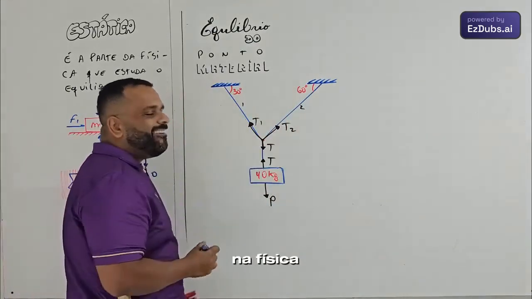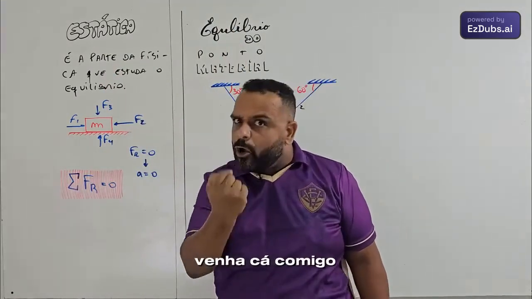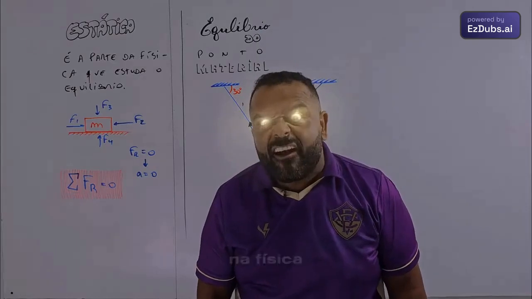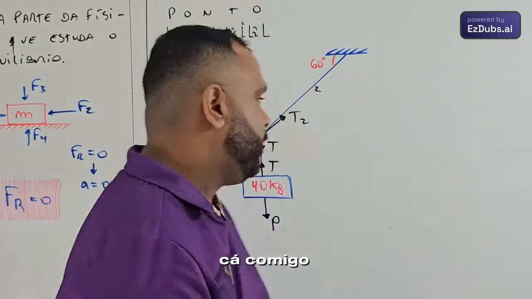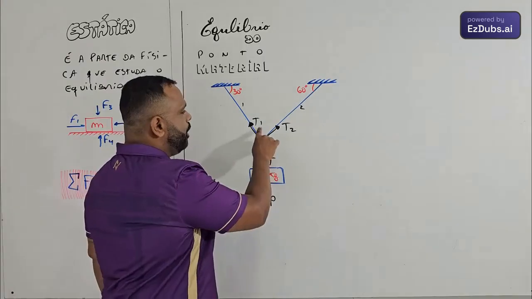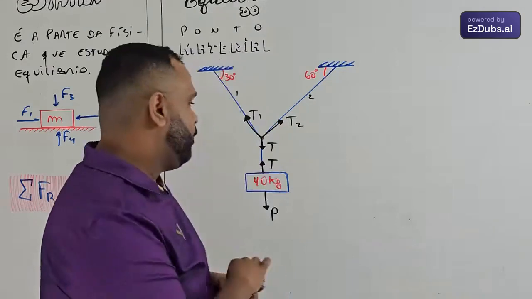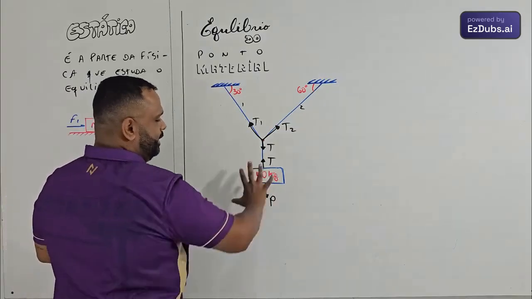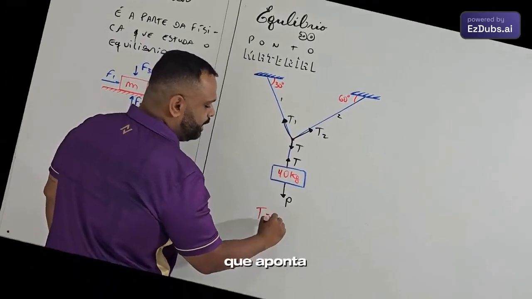First, put something in your head: in physics, there is nothing crooked. It is either horizontal or vertical. Can this traction T1 be? It can't. Can this T2? It can't. So for this one to be stationary, in balance, this force that points upwards is the same as this force that points downwards.